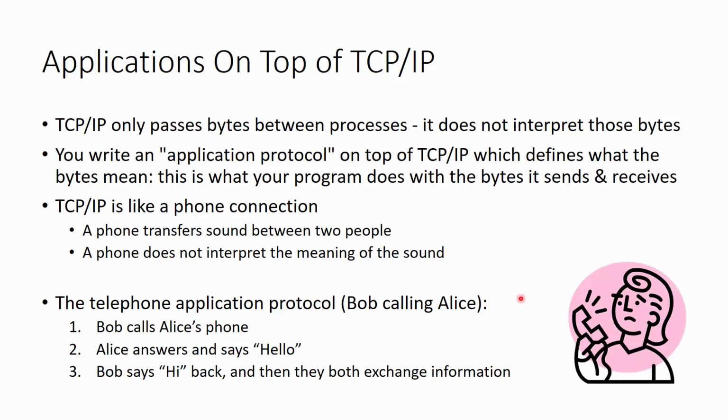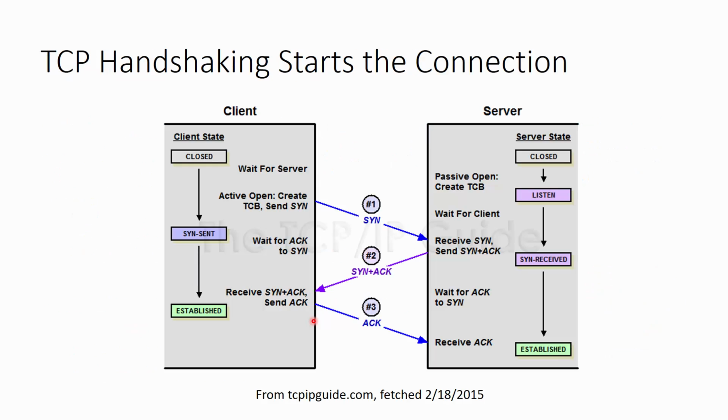So we can think of TCP/IP like a phone connection. The phone is what actually transfers the sound between two people, but it doesn't do any interpretation of the meaning of that sound. So a possible telephone application protocol, in this case Bob calling Alice, and Alice does not look pleased to hear from Bob, but Bob calls Alice, Alice answers and says hello, and then Bob says hi back, and they both start exchanging information. It's kind of a three-way handshake to establish that phone call.